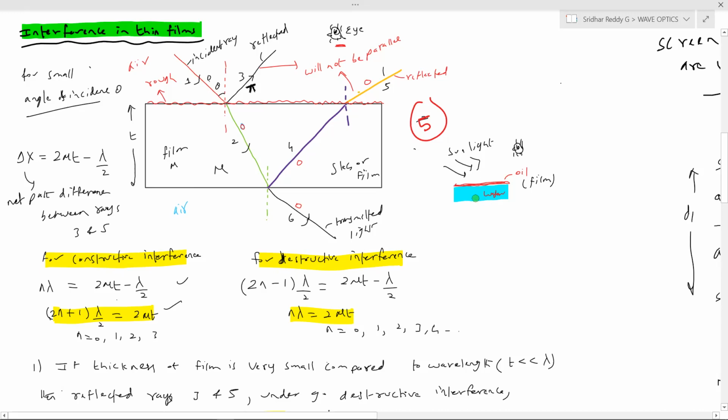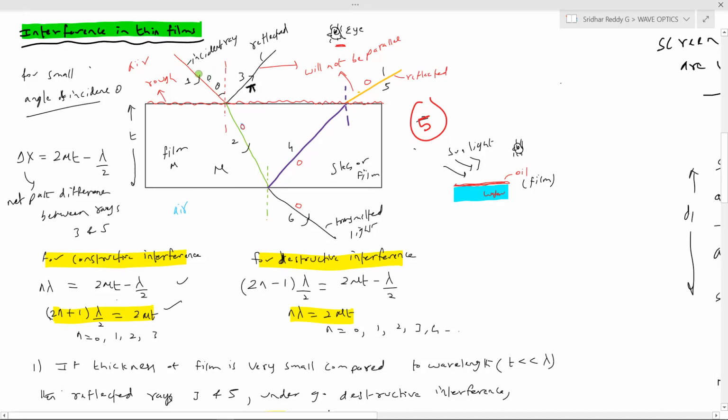Or what you can do is take some container, put water, sprinkle 2-3 kerosene drops, and try to view it from a certain angle. You can see different colors. The film, the surface of water will appear in different colors. Any reason for that? Interference due to thin film. This is what happens here. You can try these things at home. Okay, now let's proceed here.